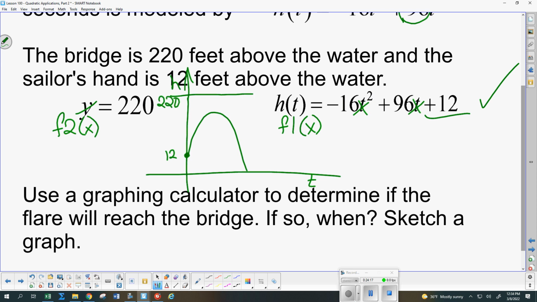Will the flare hit the bridge? So the people on this bridge are safe. So no, it will not. The flare does not reach the bridge.